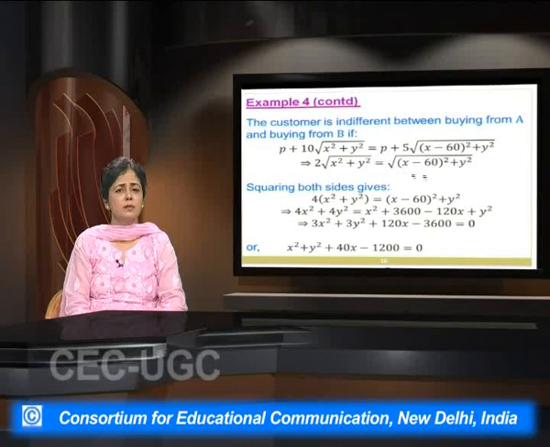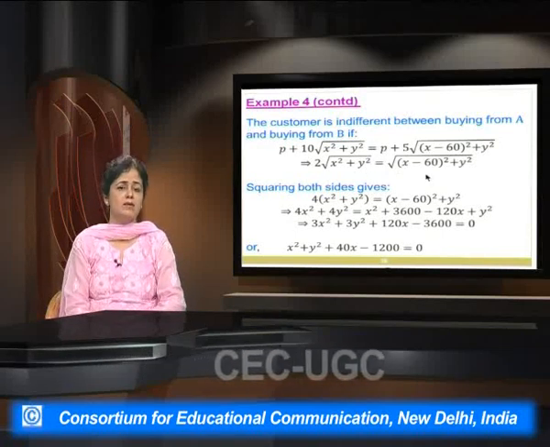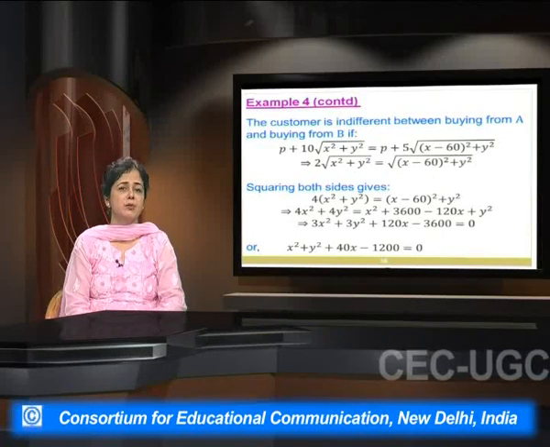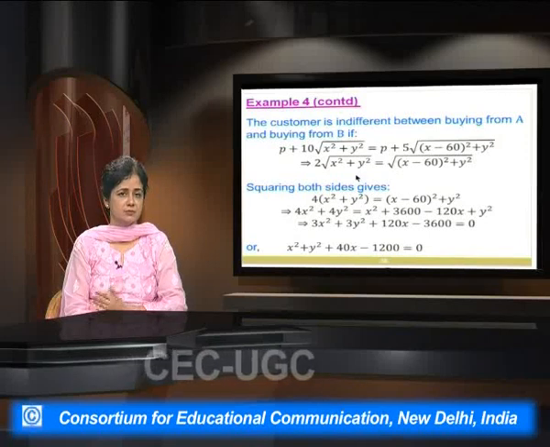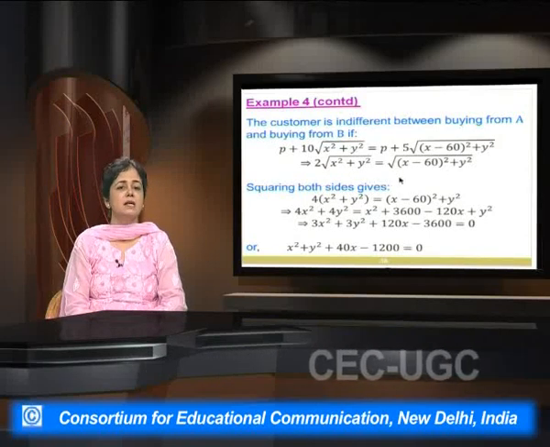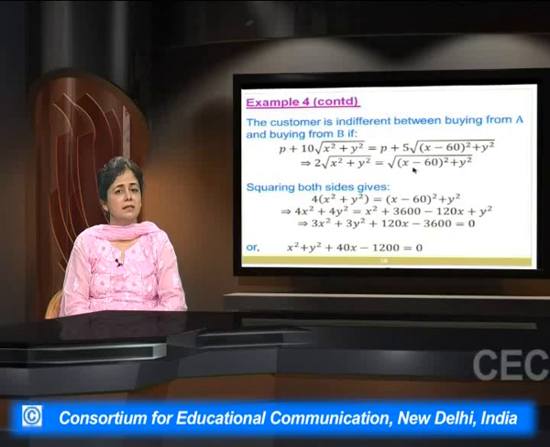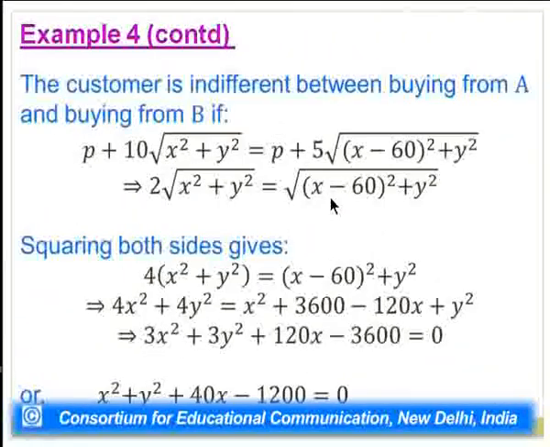So, this would then give us a set of points where the customer is indifferent between buying from A and buying from B. Basically, twice the distance between the customer's location and plant A has to be equal to the distance between the customer's location and plant B. And we can simplify this further. If I square both sides, I get 4 times (x square plus y square) is equal to (x minus 60) the whole square plus y square.